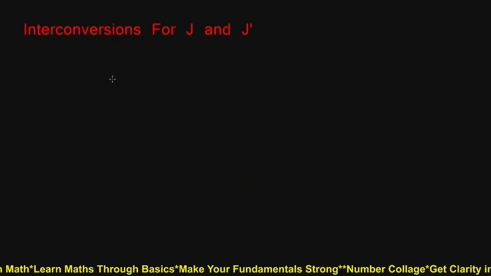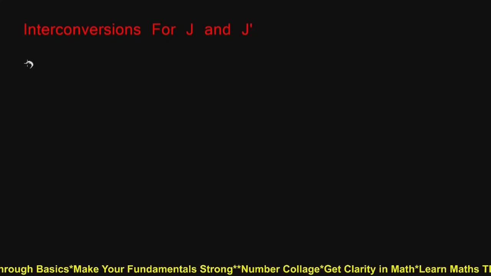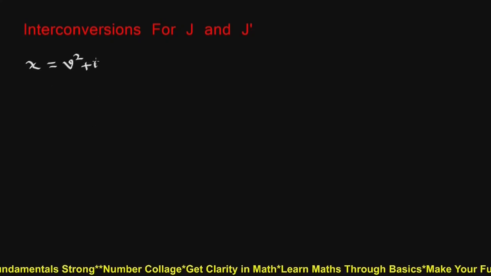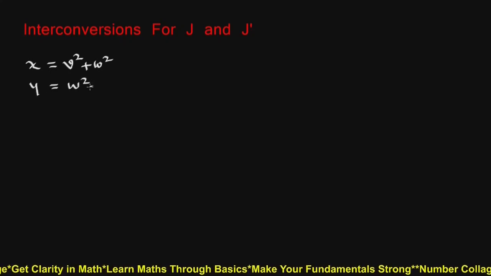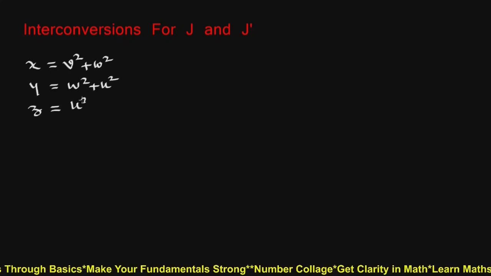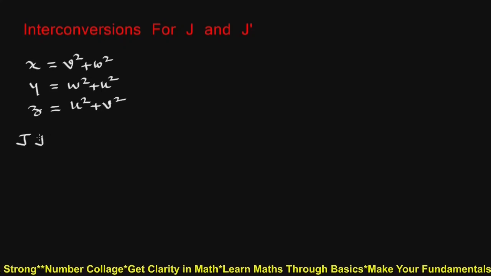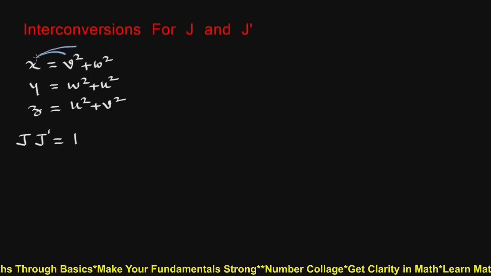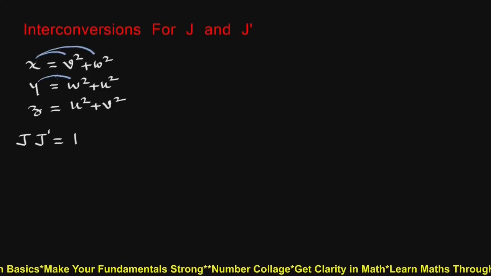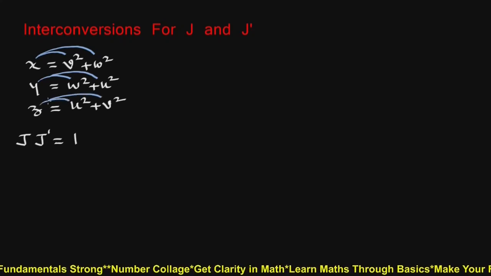Now we will discuss functions of three variables. If x equals v square plus w square, y equals w square plus u square, z equals u square plus v square, we have to prove that j j dash equals 1. Here x is a function of v and w, y is a function of w and u, and z is a function of u and v.